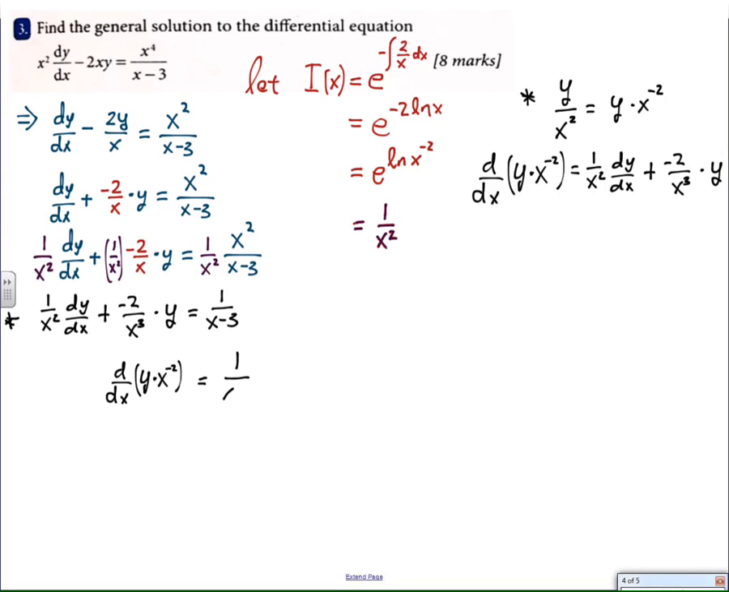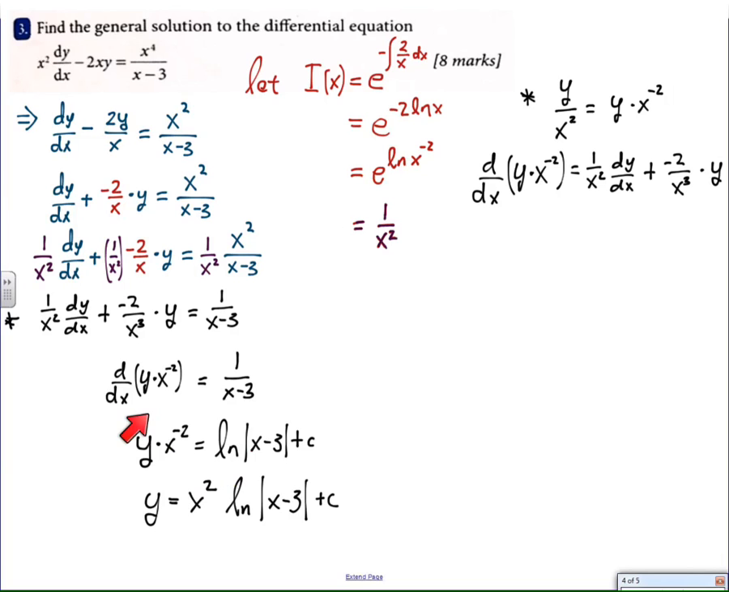So on the left-hand side, we have something that is easy to integrate because we're just going to apply the fundamental theorem of calculus. The integral of the derivative of this mess is this mess: y times x to the negative 2. The integral on the right-hand side is nice and easy. It's just the natural log of x minus 3 plus the constant. Multiply both sides by x squared, and then you get the general solution. So this is the solution to the differential equation written up here.